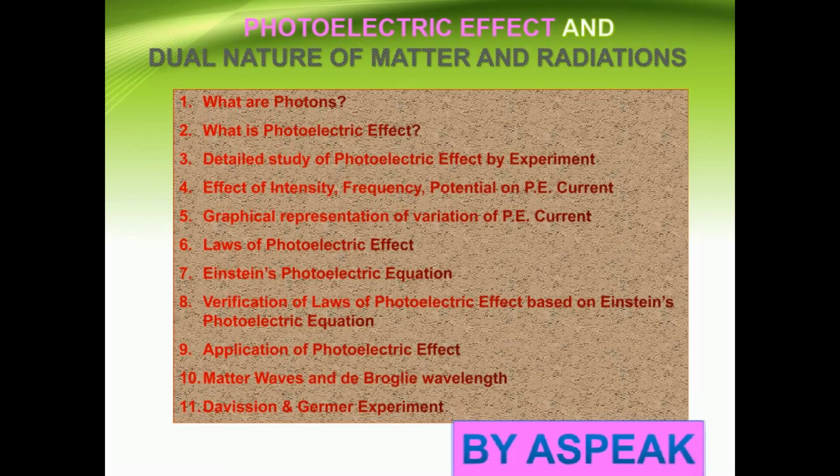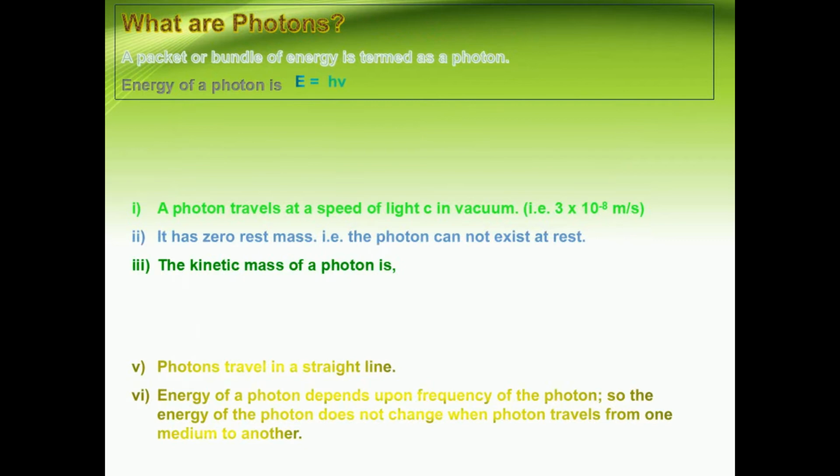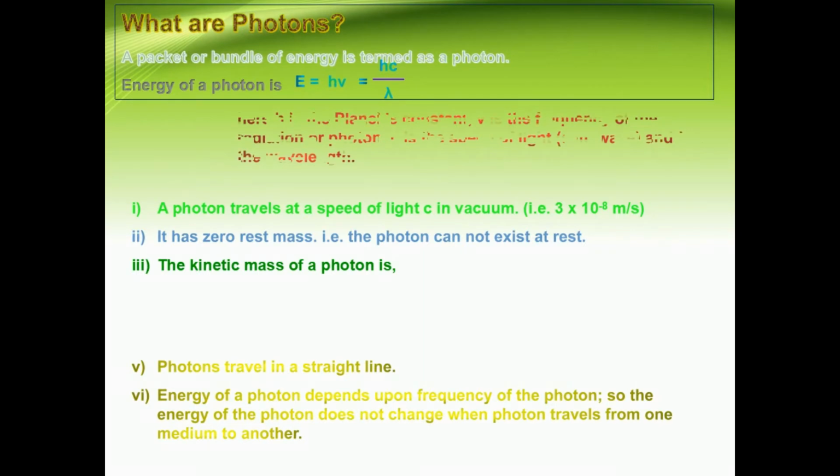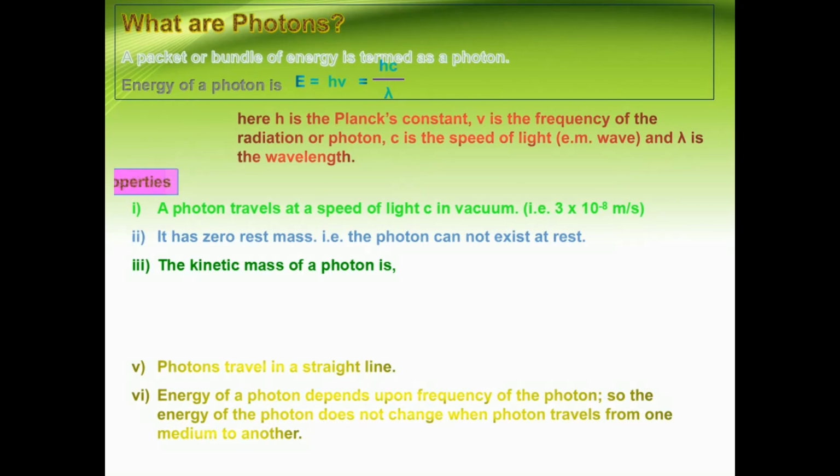So let's start. The photons. A packet or bundle of energy is termed as a photon. Now, when we study photons, we need to understand that energy of a photon is represented by capital E. This E is equal to hv, where h is the Planck's constant and v here is the frequency of radiation of photon. It is also equal to hc by lambda. Here h is your Planck's constant, c is speed of light of electromagnetic wave, and lambda is the wavelength.